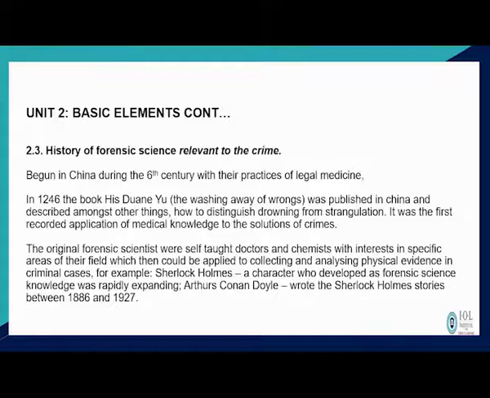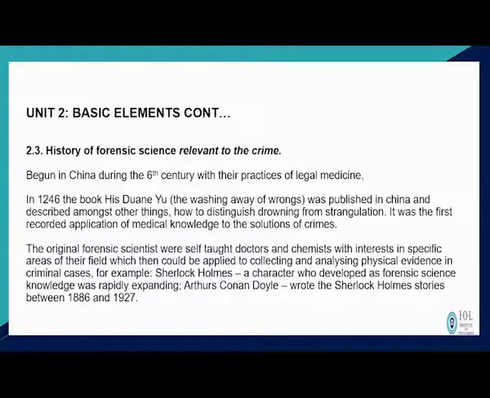The history of forensic science relevant to crime began in China during the 6th century with the practice of legal medicine. In 1246, the book The Washing Away of Wrongs was published in China and described, amongst other things, how to distinguish drowning from strangulation. It was the first recorded application of medical knowledge to the solution of crimes.